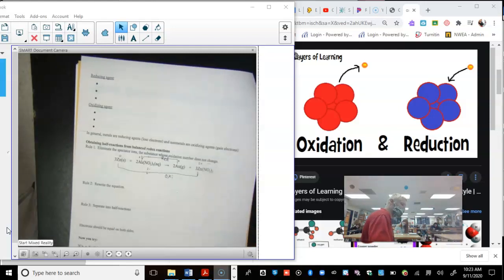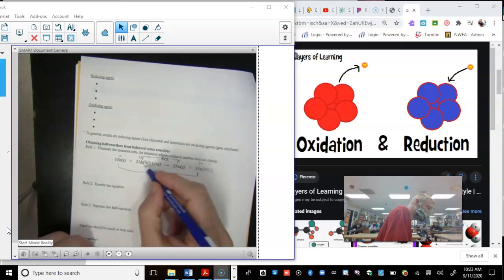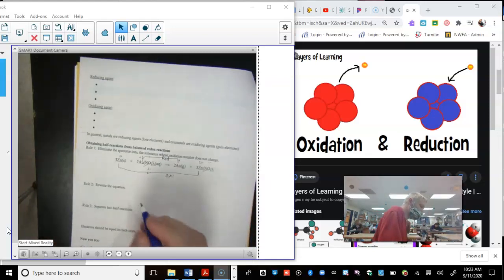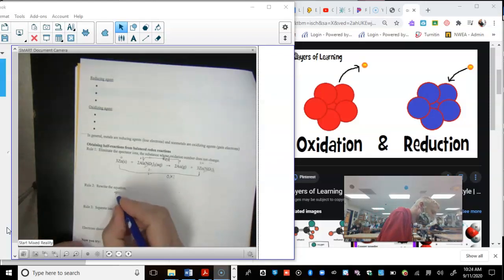Nitrate is doing absolutely nothing. It's -1, and then it ends at -1. So it's a spectator. So spectator ion, I'm going to eliminate those, and I'm going to rewrite the equation. And again, you can do this a lot quicker. You don't have to rewrite the equation. You can just write the half reactions. But for the sake of notes, we rewrite the equation.